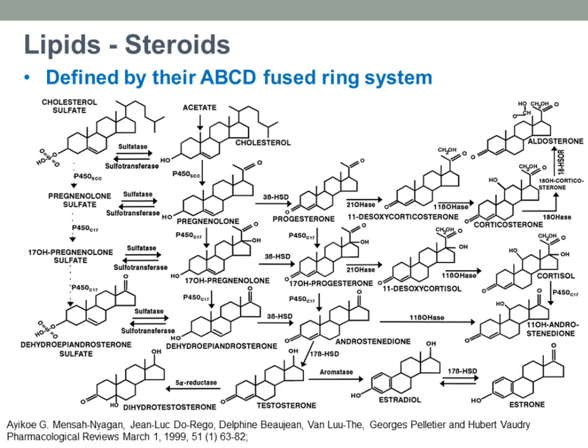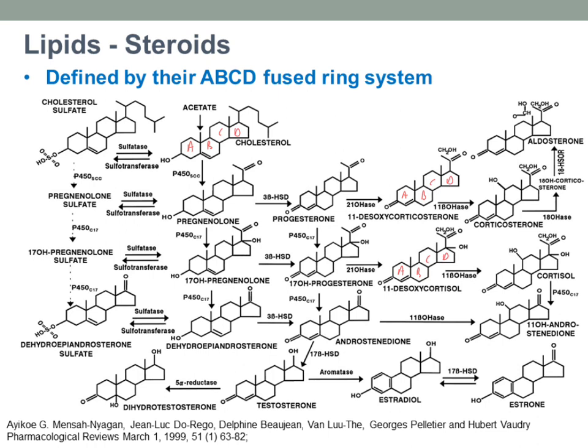So if we're looking at steroids, they are defined by what's called the ABCD, or fused ring system. And if you look at all of these steroids, this is from a paper listed down below, they all have something in common. They all have the same sort of carbon skeleton in the middle. If I look at this cholesterol up here, this is what's called the ABCD ring system. And I can look at any of these and see an ABCD ring system, they all have the same structural feature.